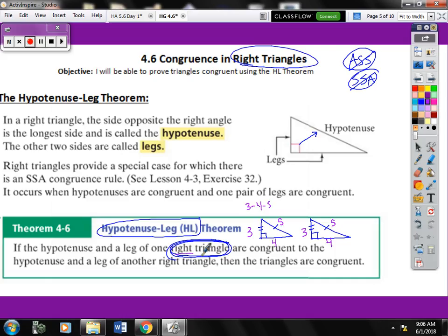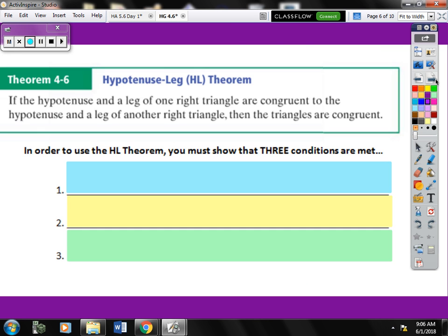Now, because it has to be a right triangle, in our proof we're going to have to state that the triangle is a right triangle before we use this theorem. It does actually spell ASS if you were to label it, just remembering that we are calling it the hypotenuse leg because it only works for right triangles.